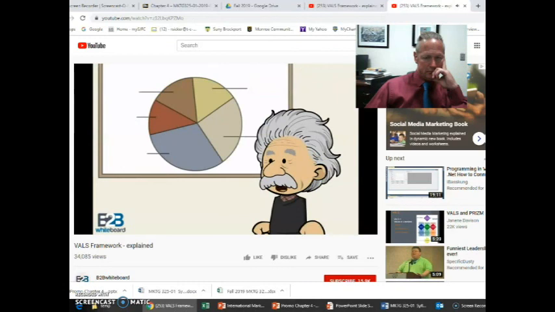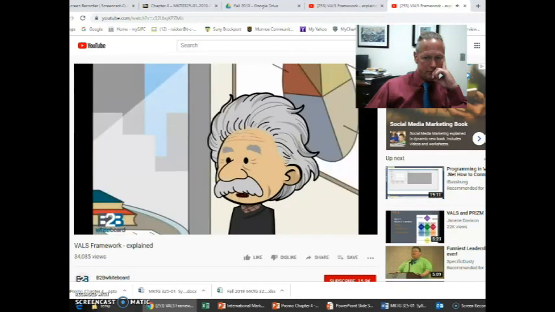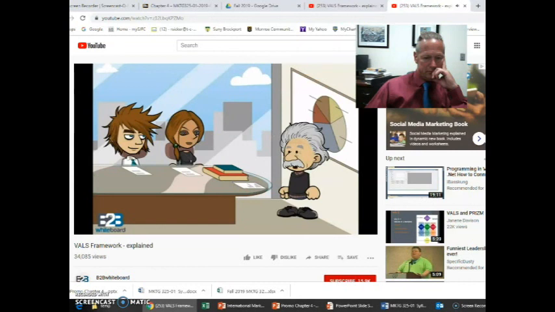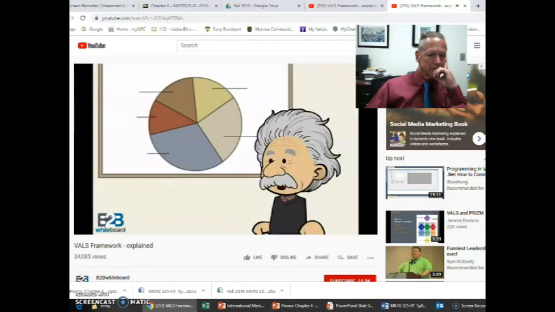Sixth group are called experiencers. These consumers are the high resource group of those who are motivated by self-expression. They are the youngest of all the segments, with a median age of 25. They have a lot of energy, which they pour into physical exercise and social activities. They are avid consumers, spending heavily on clothing, fast foods, music, and other youthful favorites, with particular emphasis on new products and services.